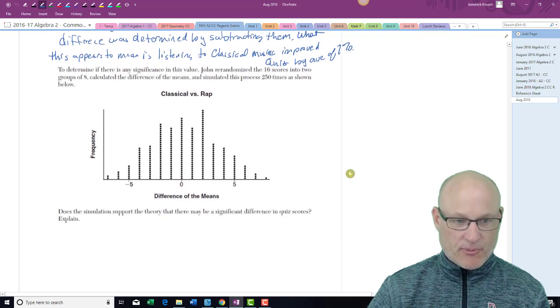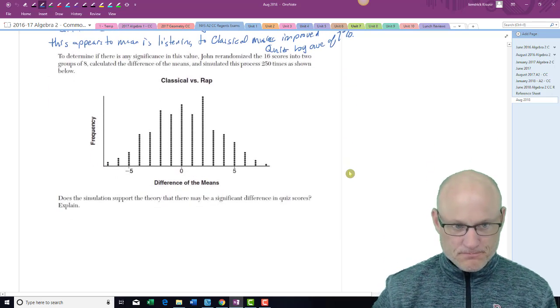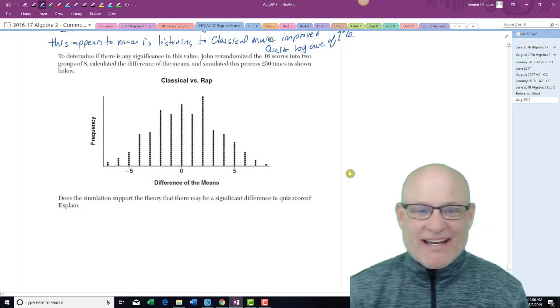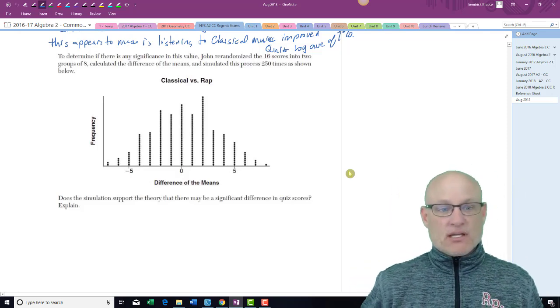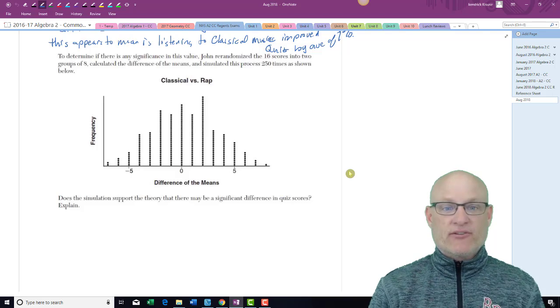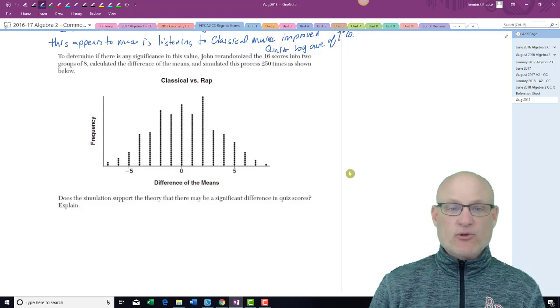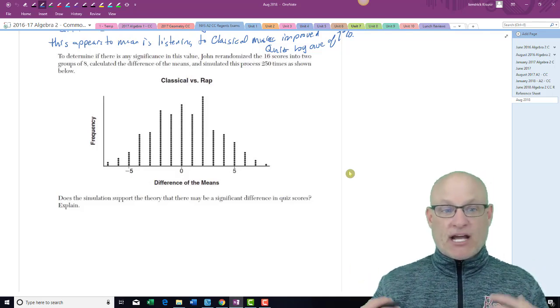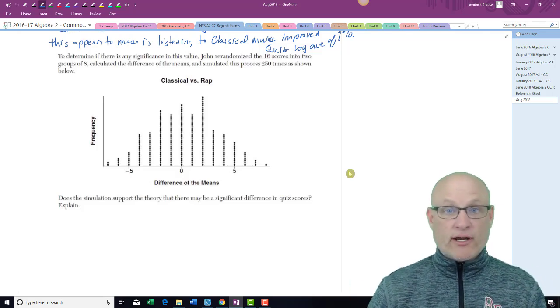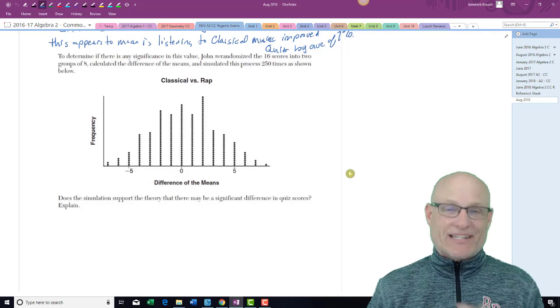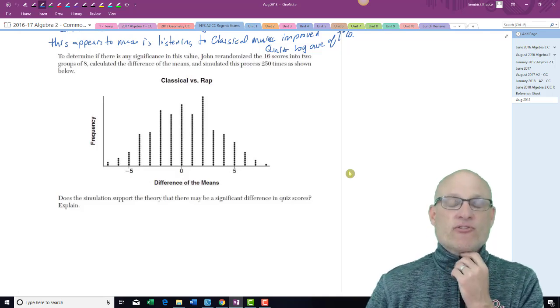Here's the most important part. Here's the part you're probably here for. Determine if there's any significance in this value. I knew I was reading that wrong. John re-randomized the 16 scores into 2 groups of 8 and calculated the difference. And then he did it over and over again. What he's trying to eliminate is sampling variability.